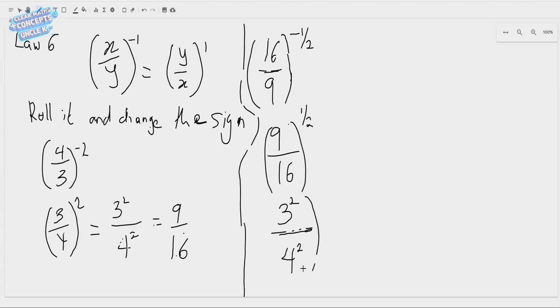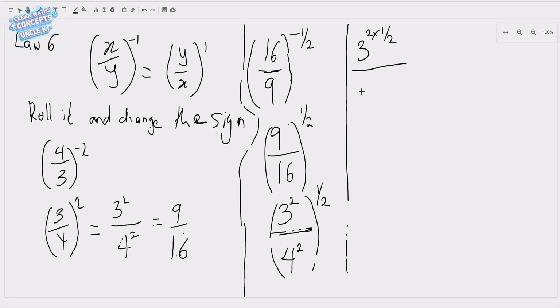So you have this, you have 1 over 2. So now you open the bracket, which will give you 3 raised to power 2. This will bring in the power 4 raised to power 2 times 1 over 2. So 2 will cancel 2. 2 times 1 over 2 will give you 1. So you have 3 over 4, which is our answer. I hope we understood that.